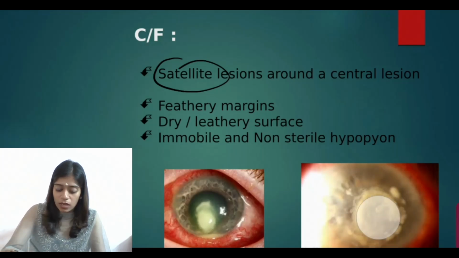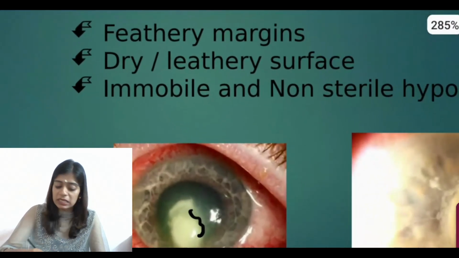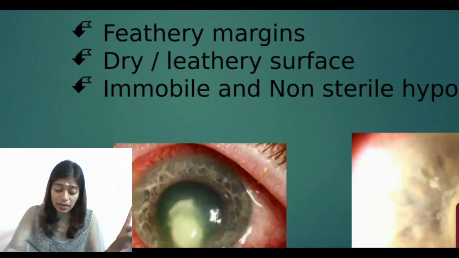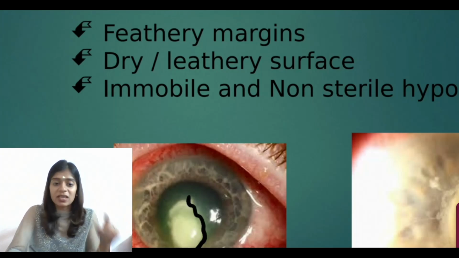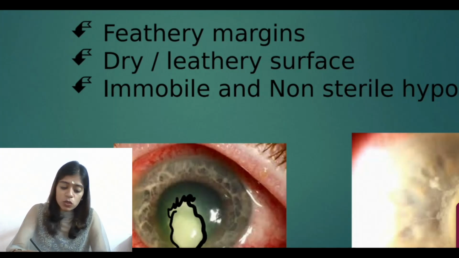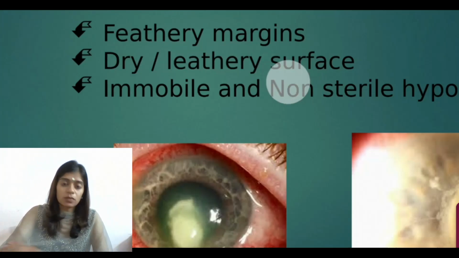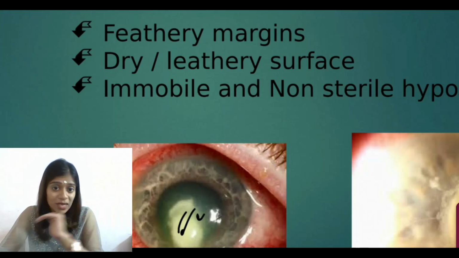And the margins, look at this picture here. The margins will not be distinct or well defined. They have feathery or fuzzy margins. And the surface is going to be dry or leathery. Leathery means dry only. So the surface of the corneal ulcer is going to be dry.